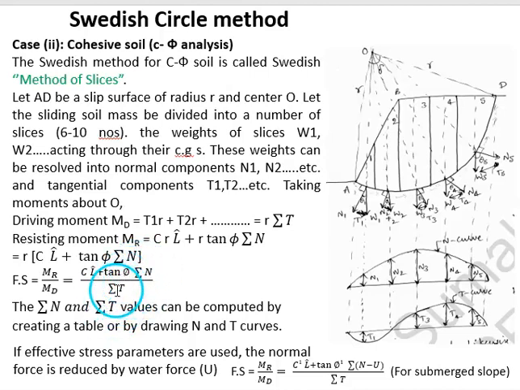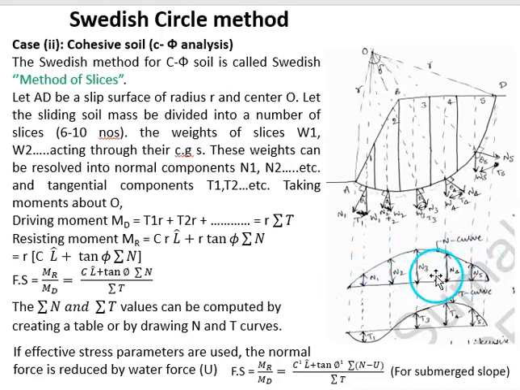These two values can be obtained either by creating a tabular column or by preparing the N and T curves. So how to prepare these N and T curves? For that, we have to draw a horizontal line like this, and then plot the values of normal components as ordinates with respect to each slice, and then join these ordinates with a smooth curve, so that we will get the N curve.